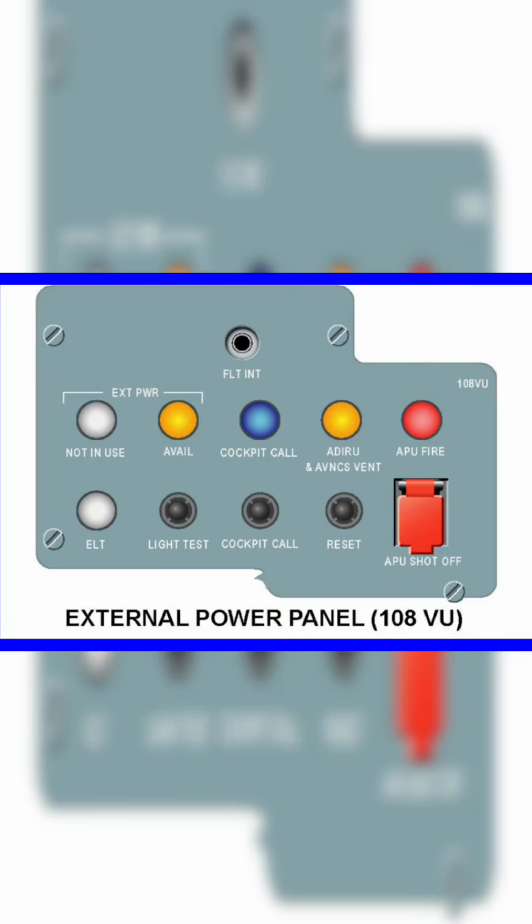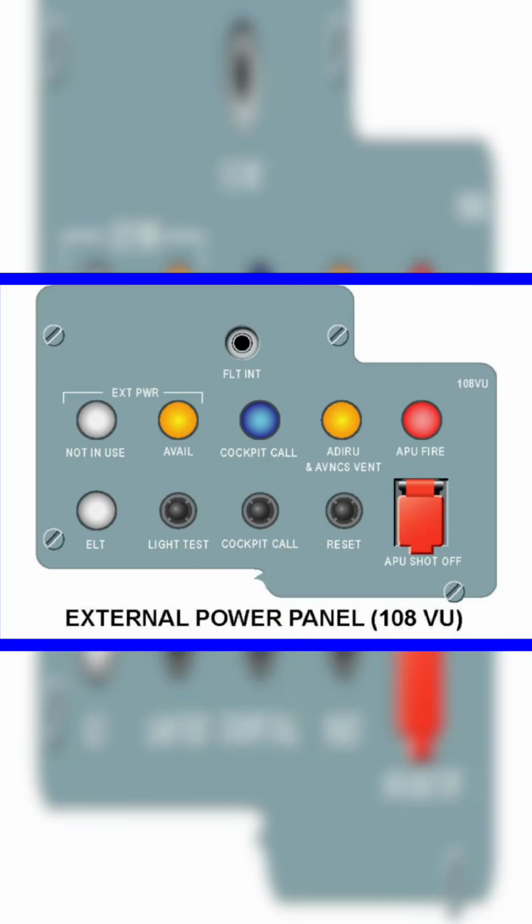If ground power is available and the APU is not running, then external power NOT IN USE, external power AVAIL, cockpit call, APU fire, ADIRS, avionics vent and ELT, all these lights will be tested. I have uploaded a practical video, you can see it at the end.